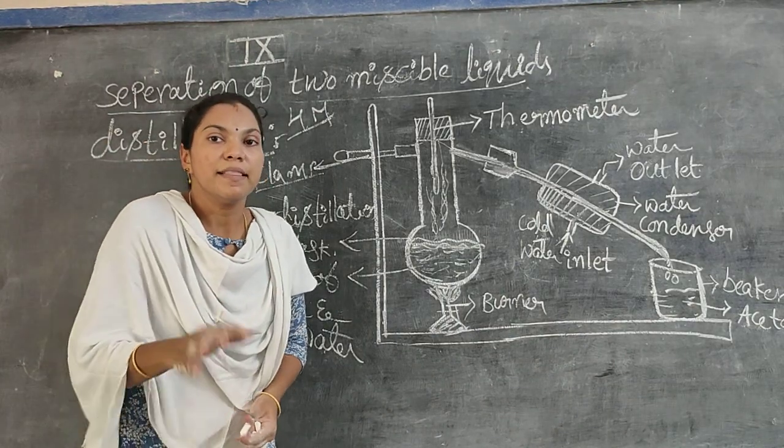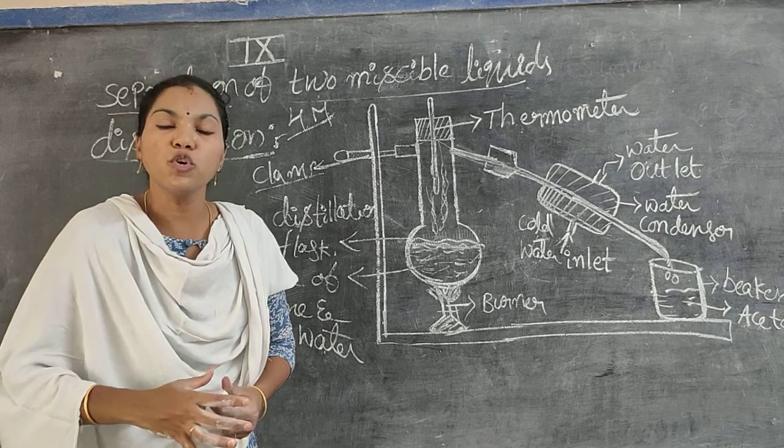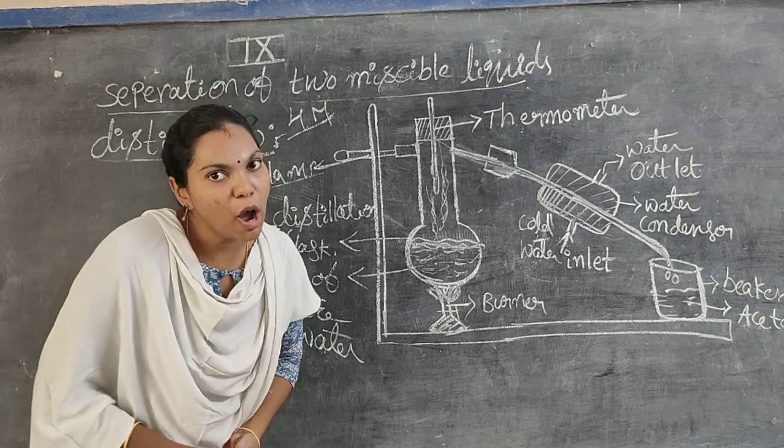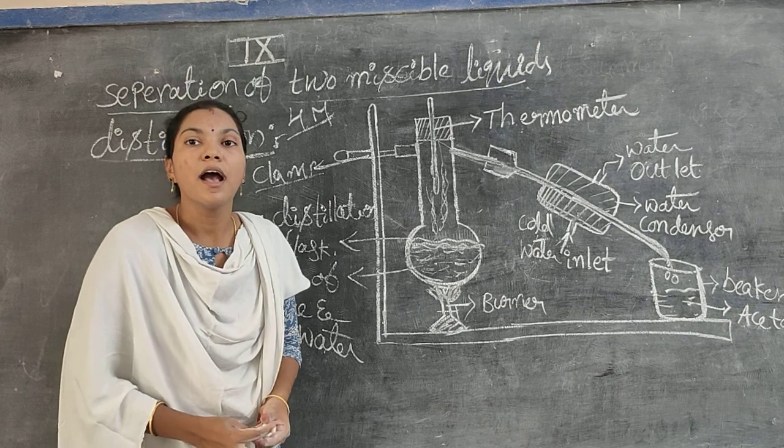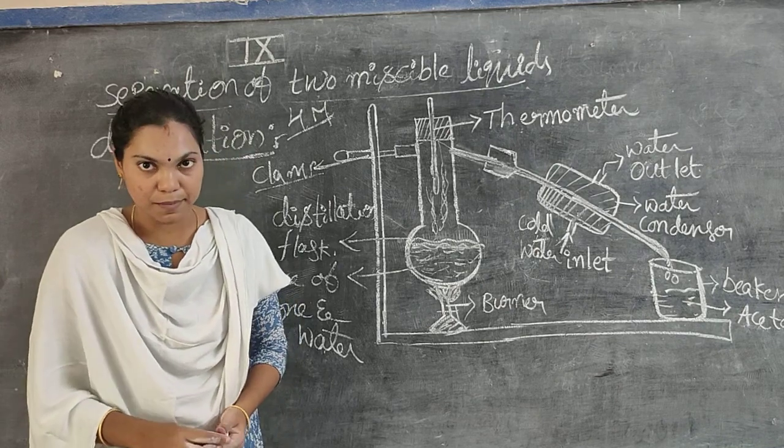You must remember the distillation method is used for two miscible liquids whose boiling point difference must be more than 25 degrees Celsius.